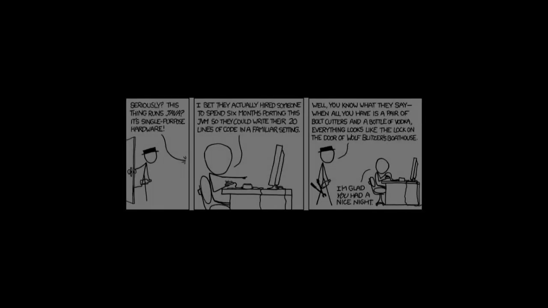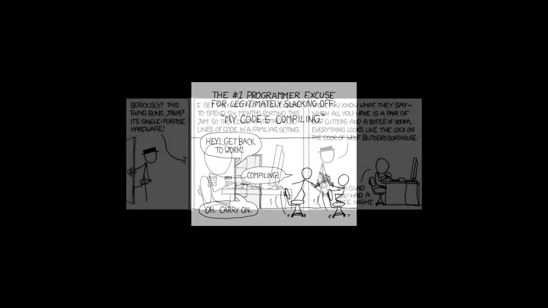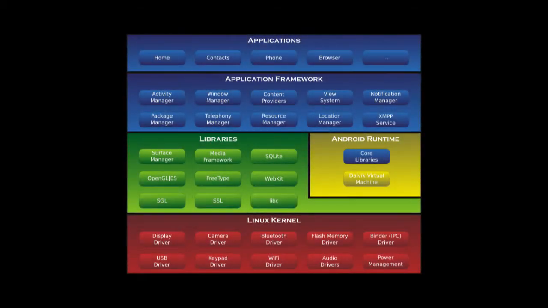With Java, you should expect your code to run on various hardware platforms as long as the JVM is installed on it. Whereas with C, you need to recompile your code for all the different hardware platforms you wish to support. Let's look at Android's architecture.